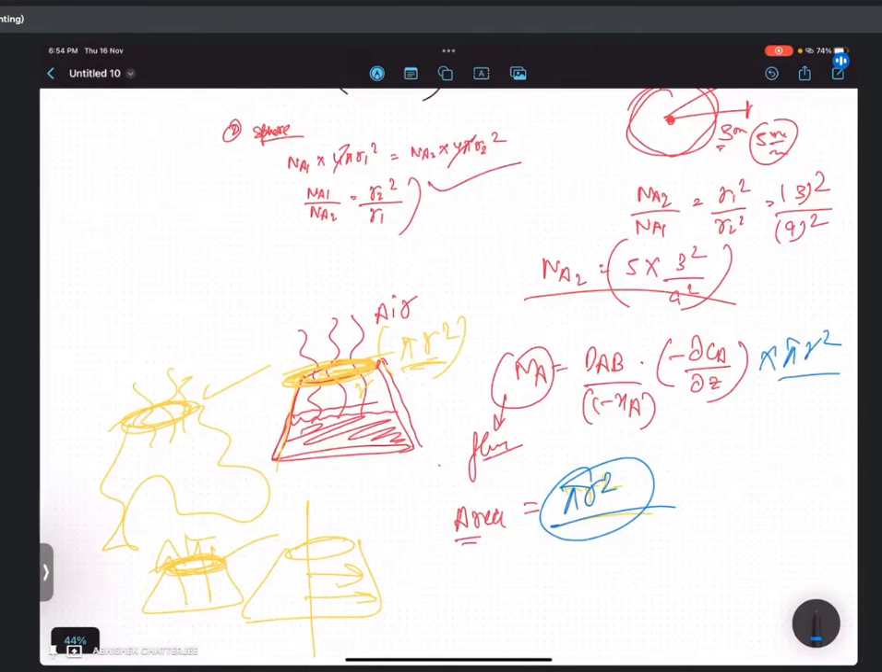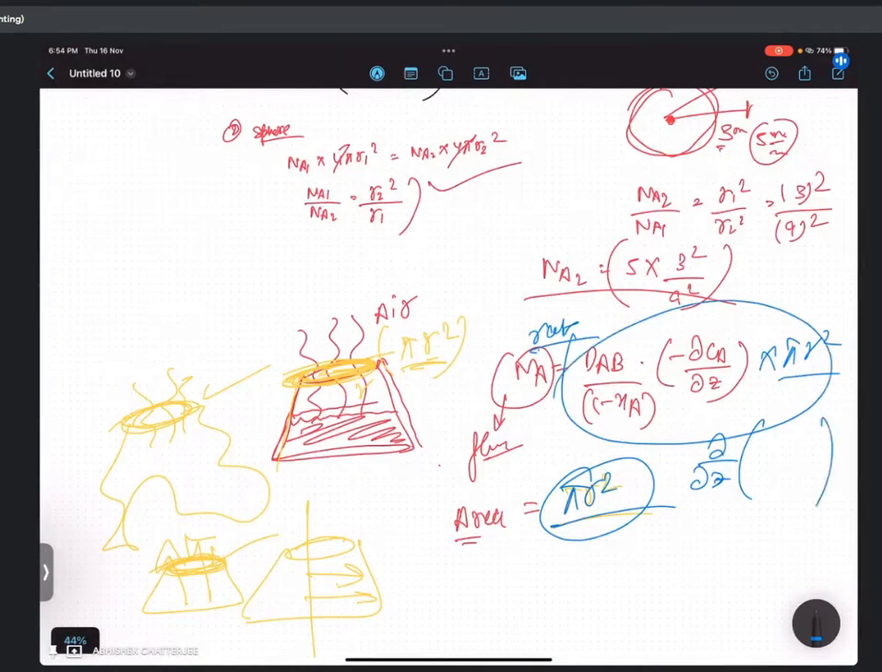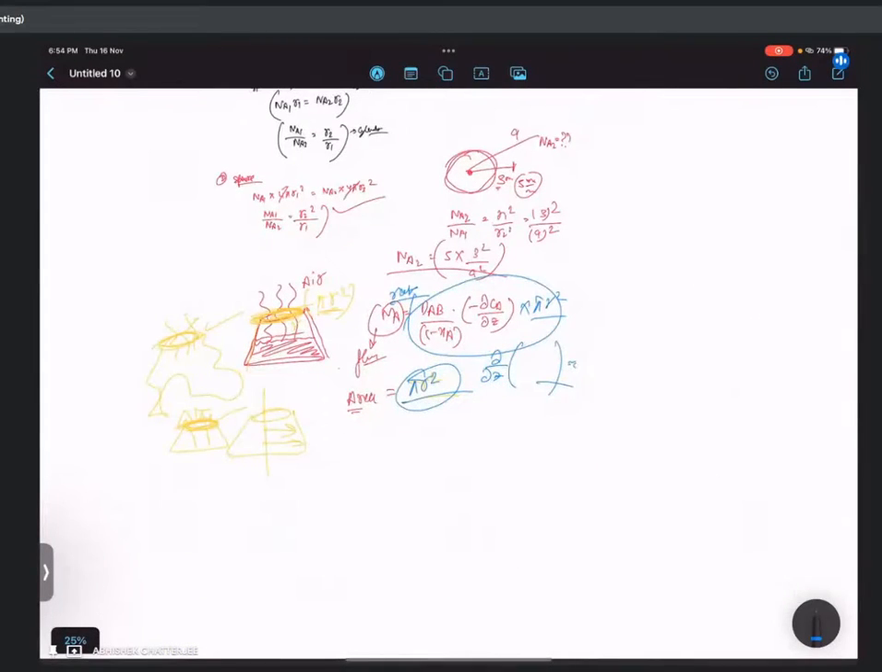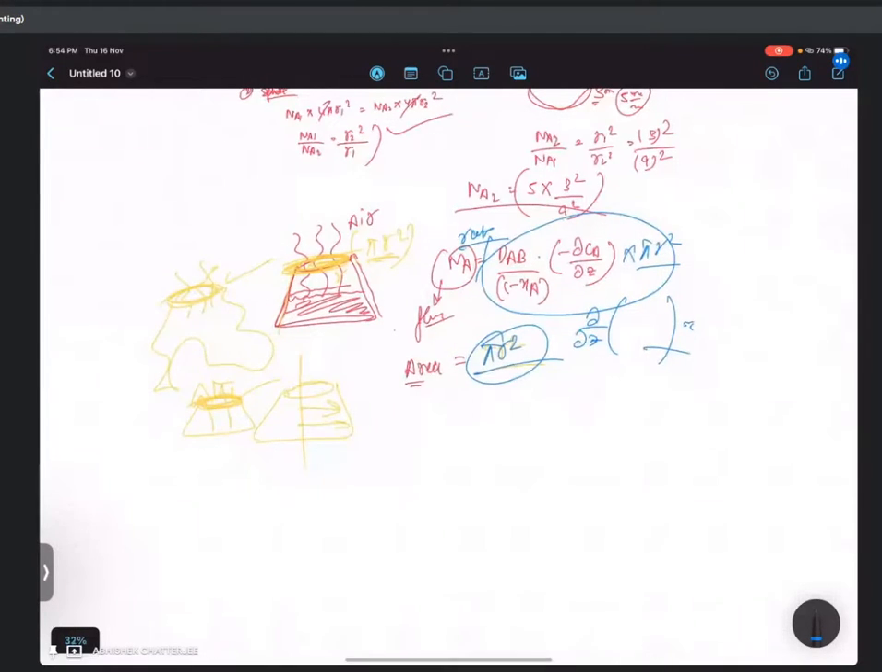This will convert into rate, and rate is always constant. So you directly write dou by dou z of this entire quantity, and that is equal to 0, and that will be your answer. You can find this question in your PYQ. I don't remember the year it came, but yes, this question has also come. Okay, so this was the diffusion through varying area.